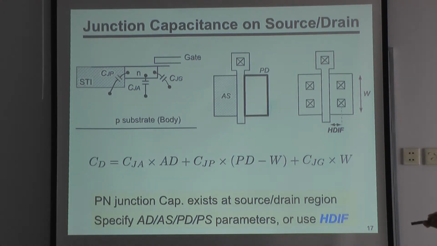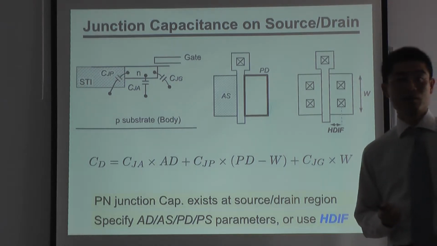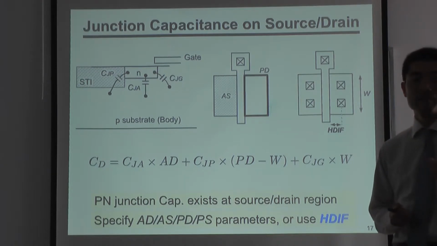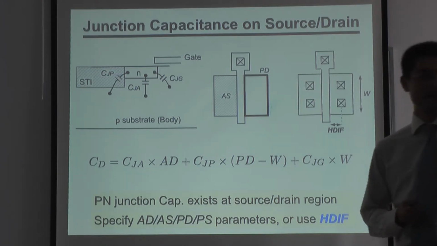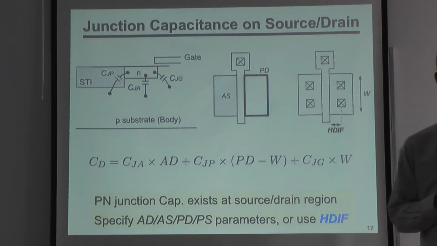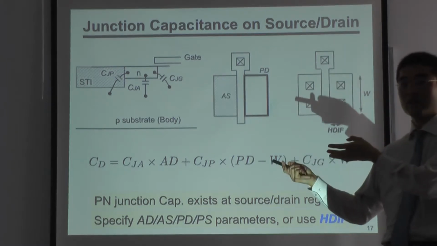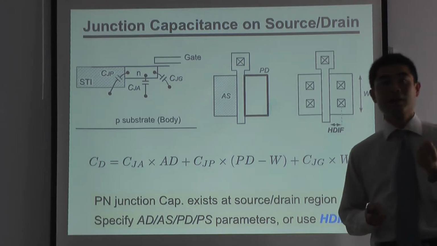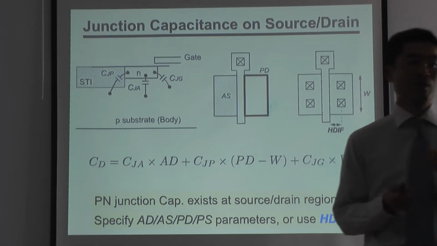And if there is no HDIF, and if you don't input ADS, PDPS, the SPICE simulator thinks all of these are zeros. So you will have very fast delay and fast operations, but only in simulation. Only in simulations it operates at about 1 gigahertz, but when you fabricate it, the transistors actually have these capacitances and you will have only 500 megahertz and your design fails.